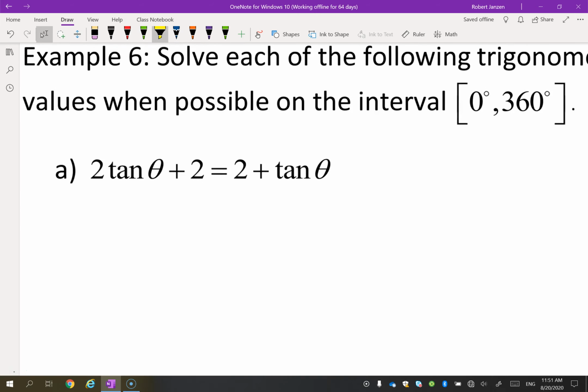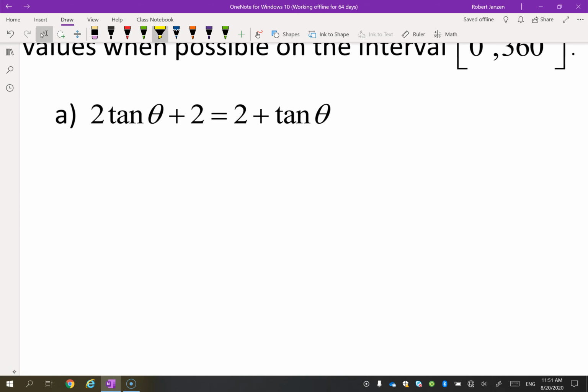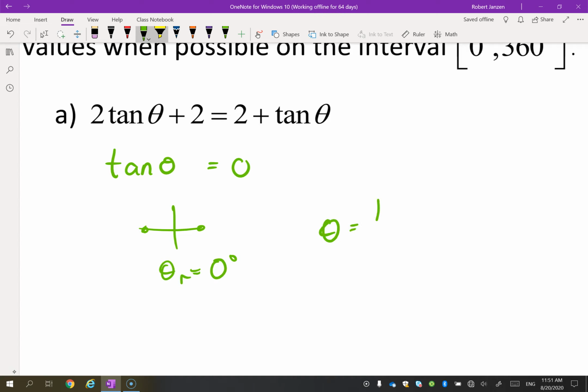Okay, next ones are in degrees, so we'll do a few of those. Again, we need to isolate, so I'll subtract 2 from both sides. So where is tan 0? Here and here. The reference angle is 0 degrees. And so you're going to get 0, 180, and 360.